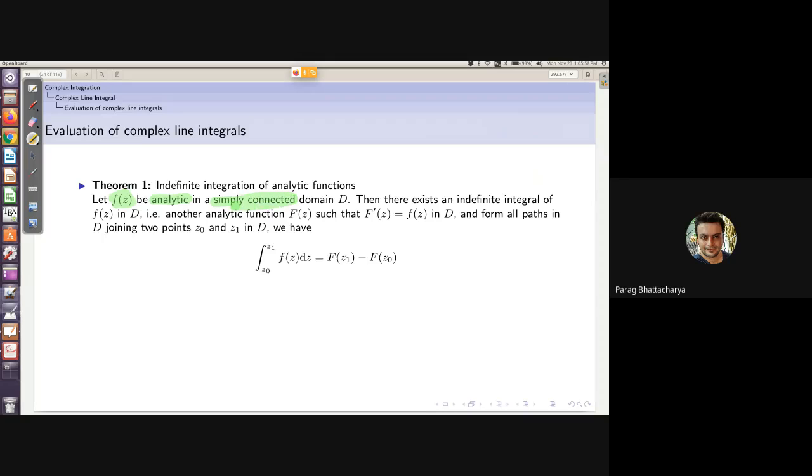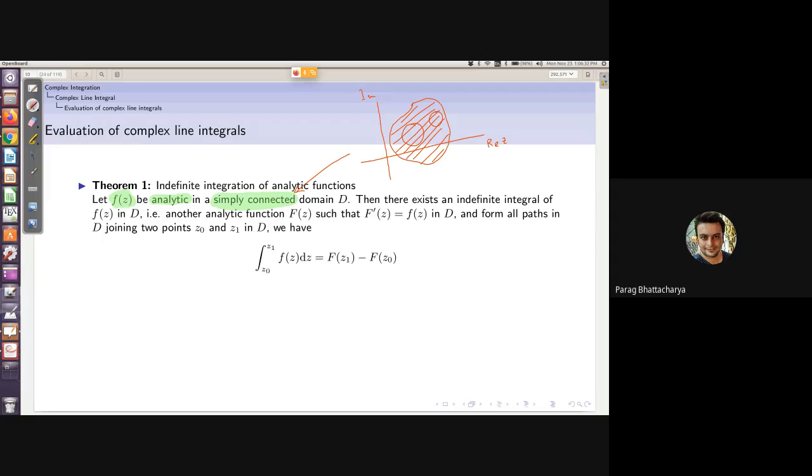Does anybody know what a simply connected domain is? Any idea? What is the meaning of a simply connected domain? What is a domain? A domain is basically a set. Suppose I have a real axis and an imaginary axis. Then I could say that the function is defined over this set of values of z. That is the domain. Simply connected means this domain does not have any holes.